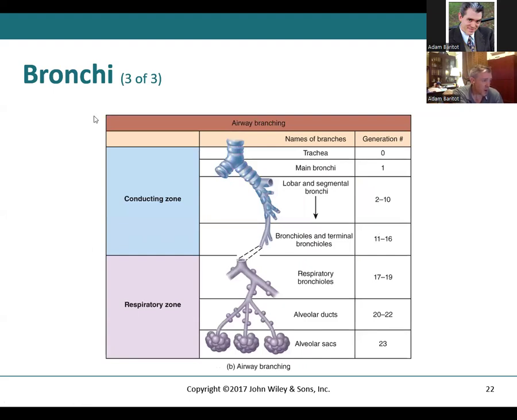Here we see our airway branching off. Main and lobar and segmental bronchi will sometimes subdivide as many as 10 times. Our bronchioles and terminal bronchioles will subdivide 11 to 16 times. And then we get into our respiratory zone, 17 to 19 times for respiratory bronchioles, alveolar ducts, 20 to 22. And at the very end, those gaseous exchange places are alveolar sacs. Our airway branches subdivide 23 times down to end in our alveolar sacs.